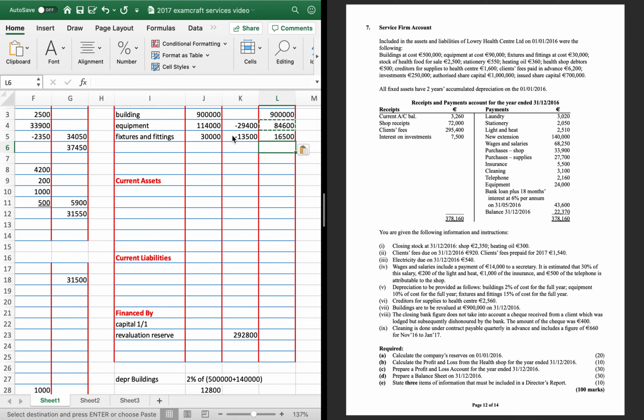I'll leave a gap in case there's another one. It's highly unlikely there will be. And we'll just drive on. So tick that off as well. Stock of health food already in. Tick it off, or it should already be ticked off.